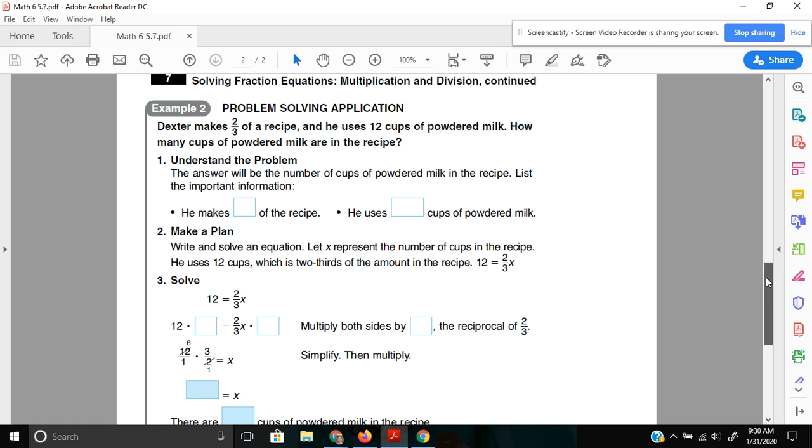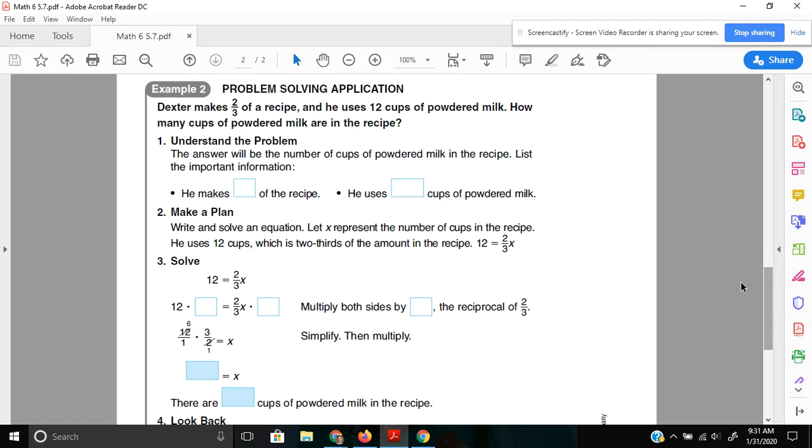So it says Dexter makes 2/3 of a recipe, and he uses 12 cups of powdered milk. How many cups of powdered milk are in the recipe? So to understand the problem, we're going to think that the answer will be the number of cups of powdered milk in the recipe. Okay, they want how many cups of powdered milk are in the recipe.